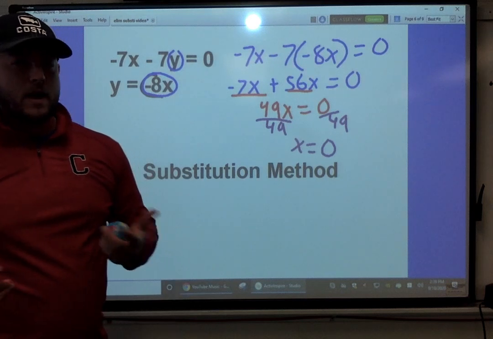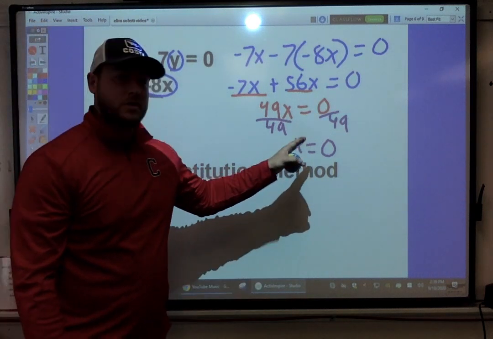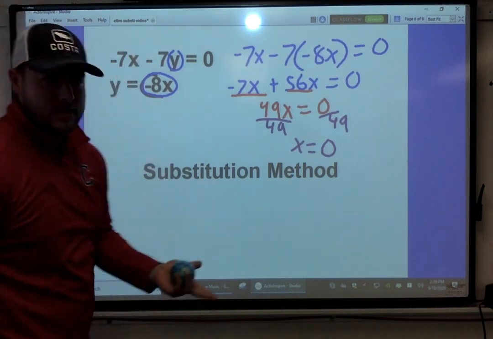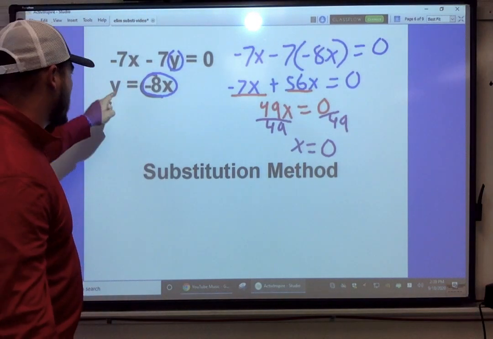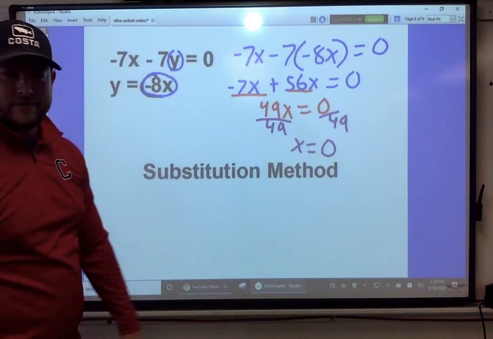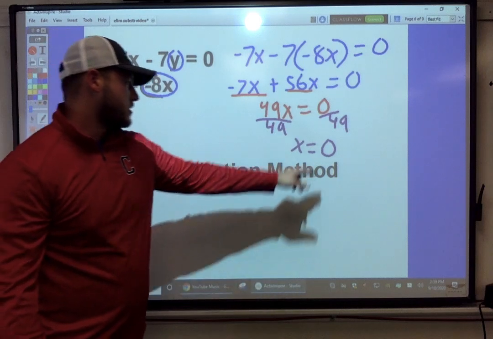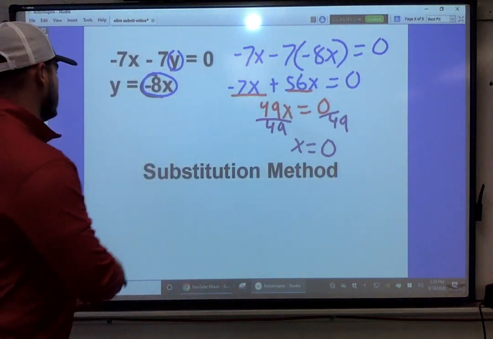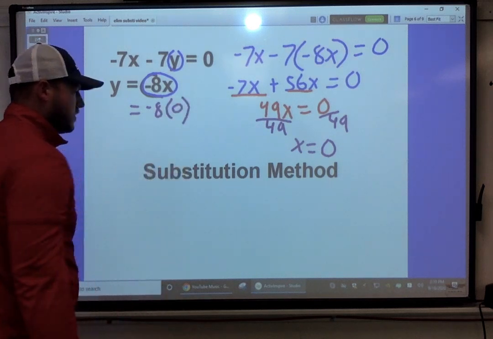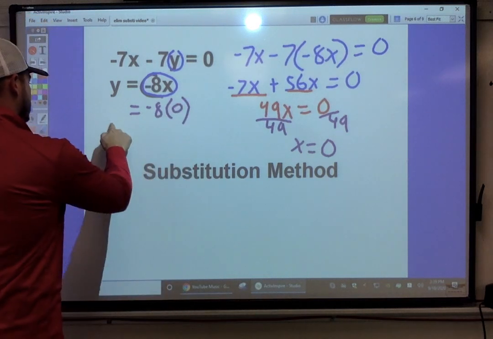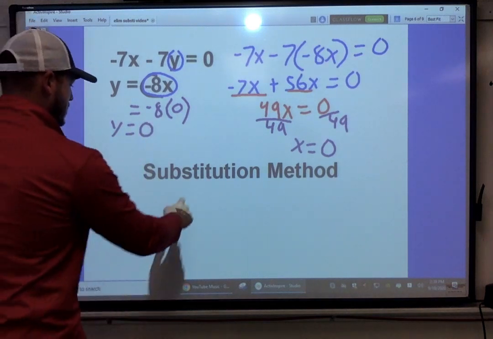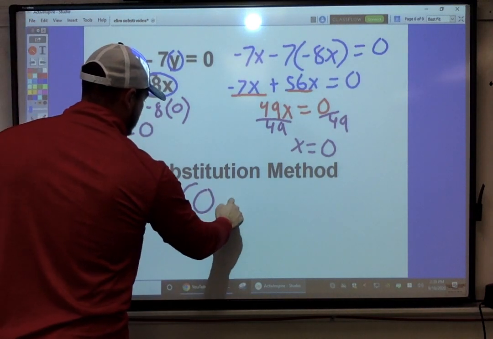But we're not done yet. We're going to now substitute the 0 in for our x. You can definitely use both equations, but think about it. We already have a y by itself, so let's just plug in our 0 for x into negative 8x. So y is equal to negative 8 times 0, which gives you 0 as well. So y is equal to 0. That means our solution is 0, 0.